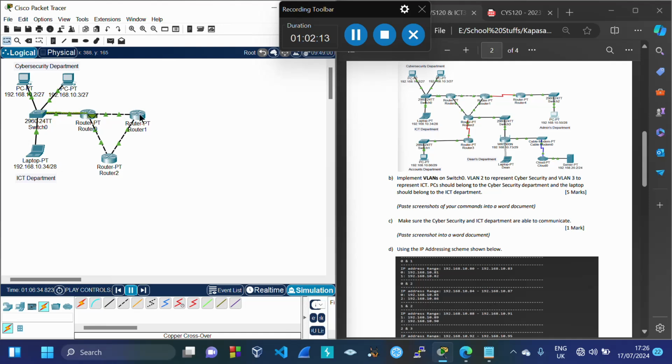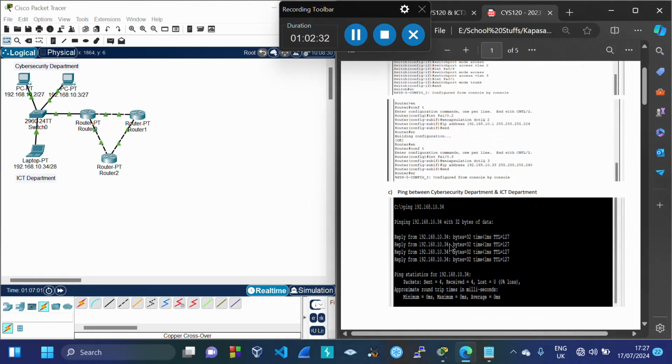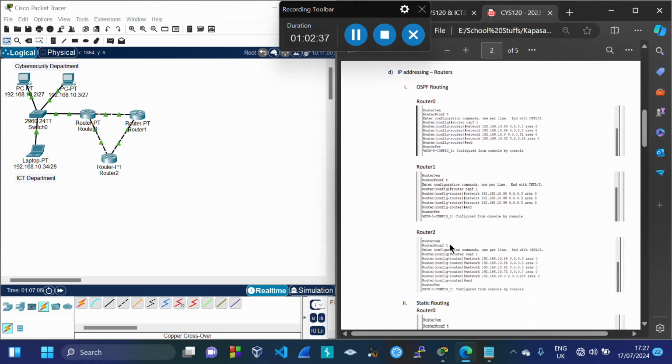So supposed to reach this point, it means that everything is okay based on our configurations. So if that is okay, our job is done here. The question was saying, paste screenshots of your commands into a Word document. Since that is question D, for D1 for OSPF, you just show that for router 0, these are the commands, router 1, router 2, those are the commands, like that. So you've shown that's how you need to answer.